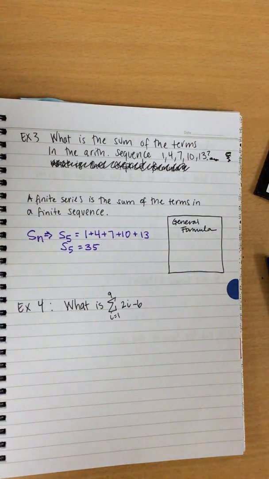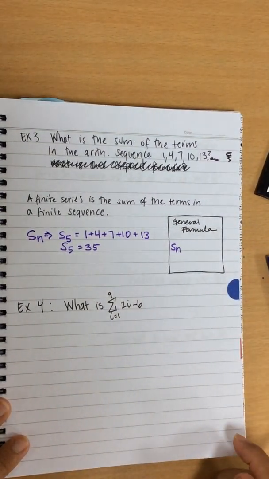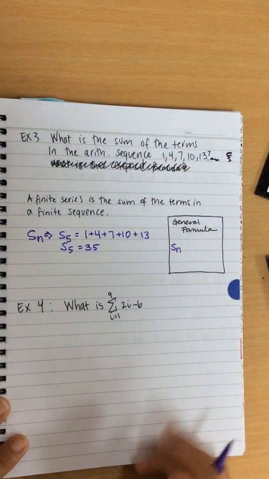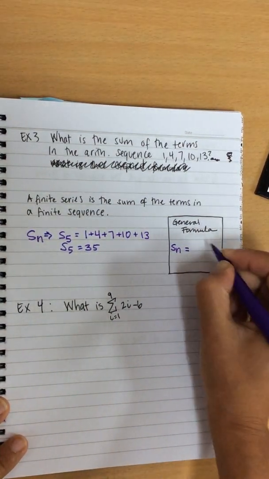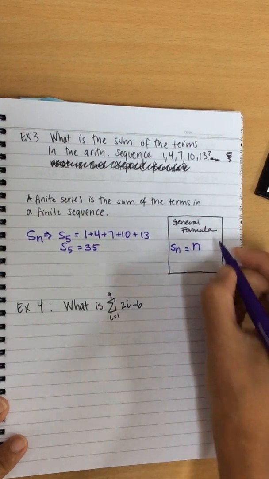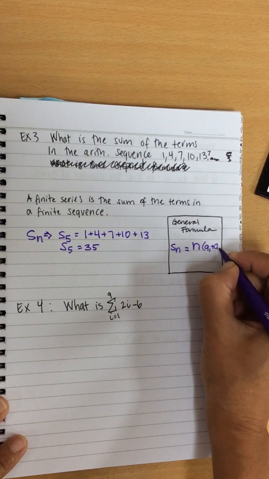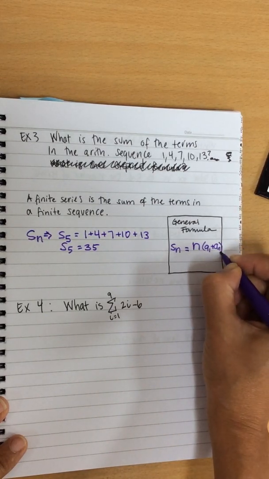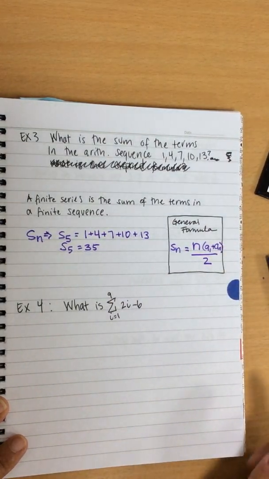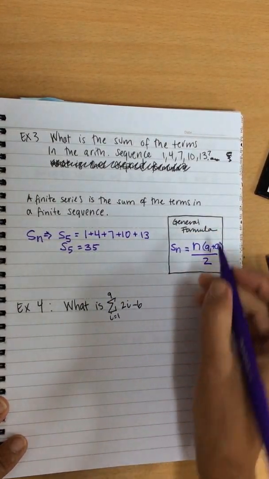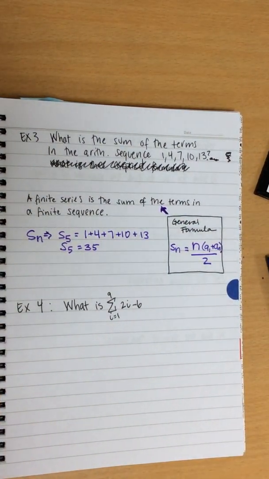So if you need to find the sum of any finite series, meaning it has an end, right? The sum of any number of terms is equal to the number of terms times a sub 1 plus a sub n. We squeeze that in there. Close the parentheses, all over 2. So you want to write this down. This is the general formula for finding the sum. You want to have that in your notebook.